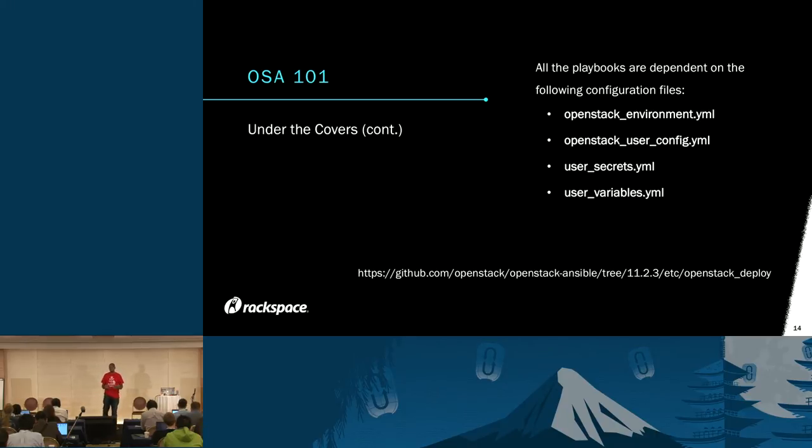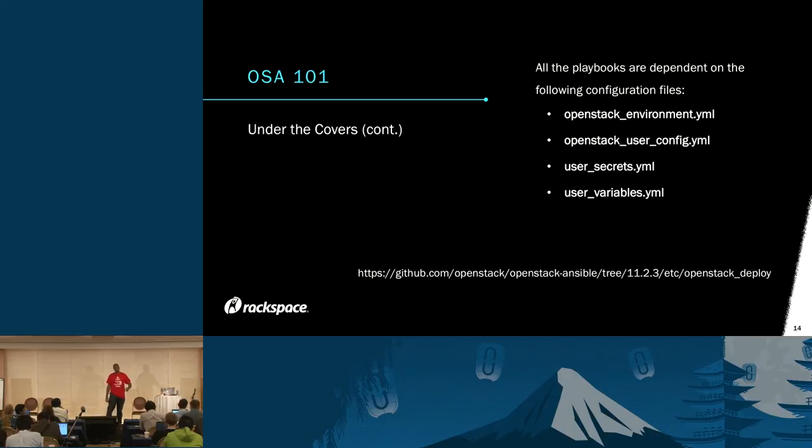So there's four configuration files that you will have to open up and edit before you deploy OSA. The information in these files is specific to your environment: whatever CIDR ranges you're going to use, infrastructure nodes, however many compute nodes and Cinder nodes you're going to set up, whether you're going to put Neutron on your control node or keep Neutron separate. All that stuff is configured in these files.